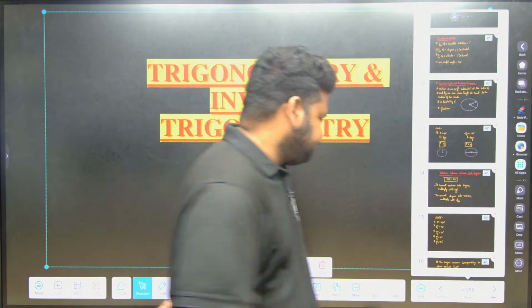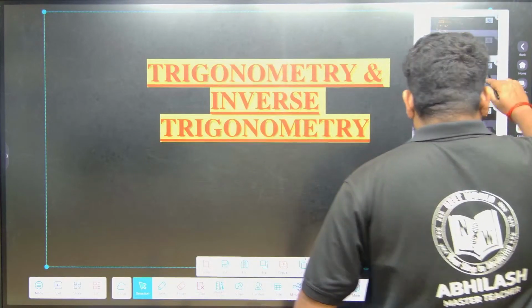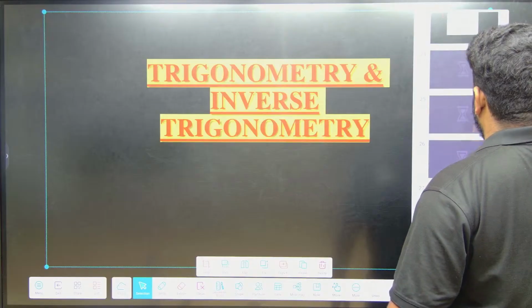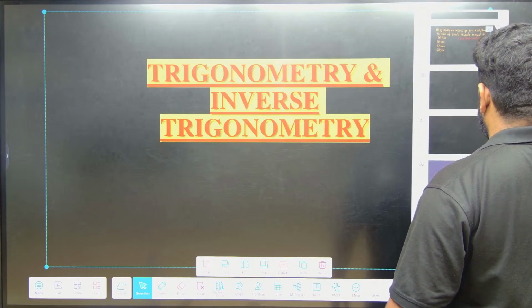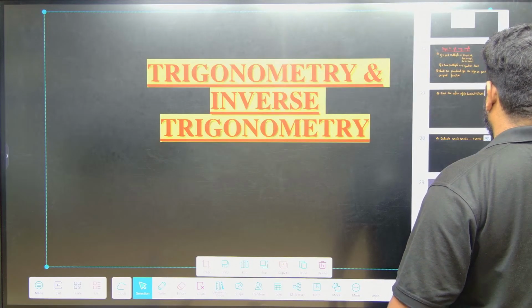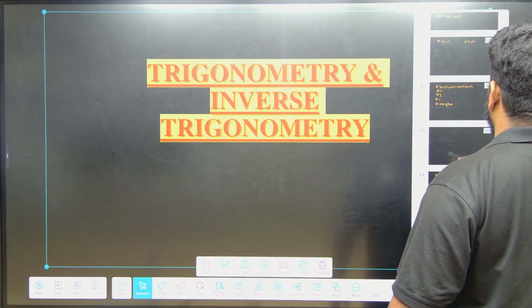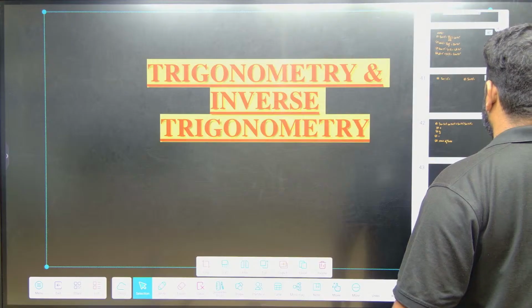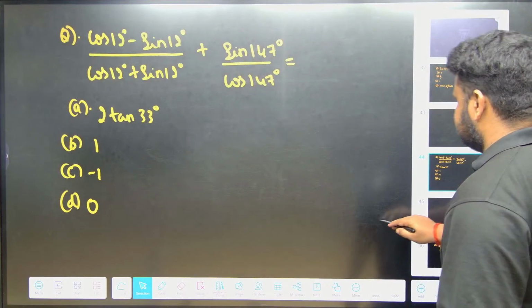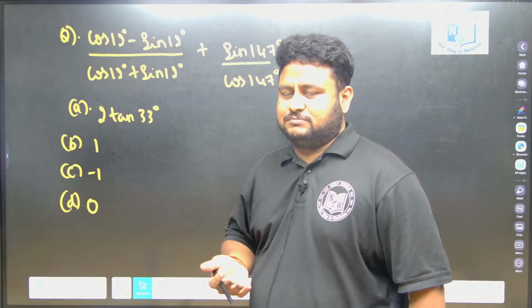So, today we will start off with the compound angles formula itself. The compound angles formula concept is already done. We have already solved some PYQs. Now, let us proceed with that and solve some more very important questions, so that you will be able to apply the concepts, or apply the knowledge.